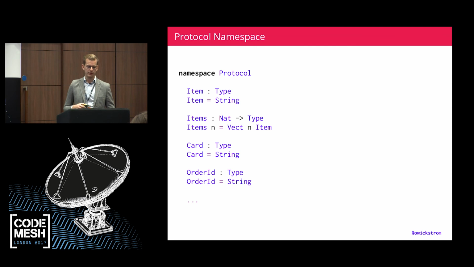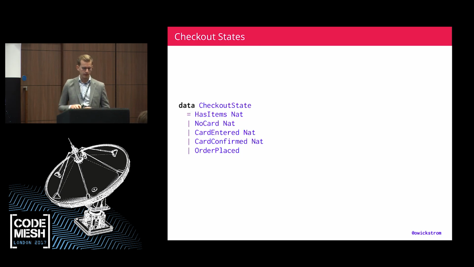We start by writing this namespace for our protocol, and most of these things are like aliases for strings, like an item is a string and a card is a string and so on. And items of n is a vector of n. So it's a known length list, basically. Our state is a union type in Idris. And you see here the nat kind of flows through all the states until the end. So we always know how many items we have.